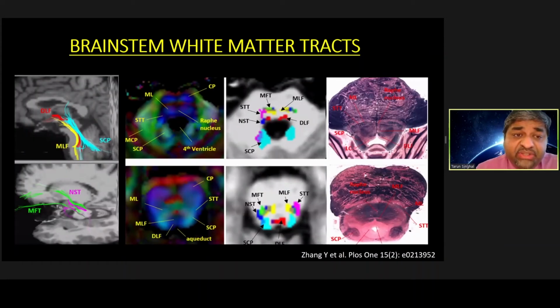I would like to also emphasize that in addition to the gray matter regions, one should also focus on the brainstem white matter tracts, which are tightly interspersed with these gray matter areas in the brainstem.